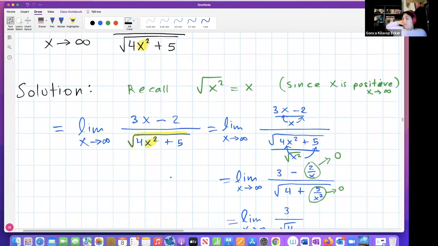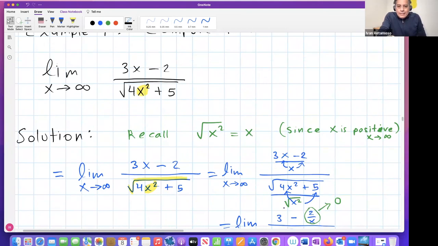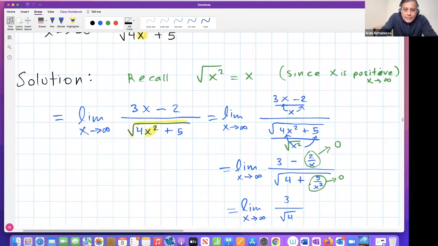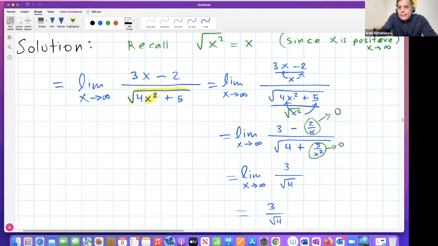Again, it's a little bit tricky because here we divide by the square root of x squared based on this, because I know in advance that x is positive. So the first scenario is not really that bad. But the second scenario is the one that usually gives students trouble.